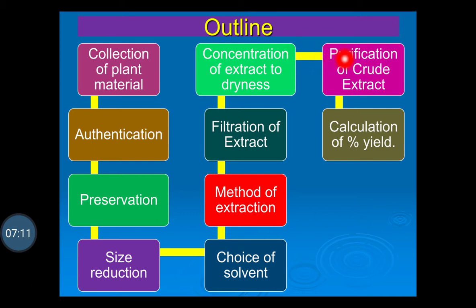So you have to go for the purification of the crude extract. You have to purify it by different methods, such as the chromatographic method. It is one of the methods used for further purification. You can also go for recrystallization, and you will obtain the purified active phytoconstituents. You have to calculate the percentage yield of that particular phytoconstituent. So in this way the process will continue.